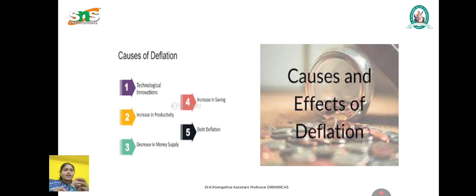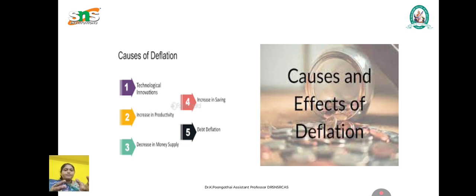So these are the consequences. Now the causes of deflation. The first is technological innovation, which leads to deflation. The next is an increase in production: if there is overproduction, it leads to deflation. Next, a decrease in money supply. If the money supply in an economy is low, business, goods and services, and the purchasing power of consumers are all affected, and this leads to deflation. The next is increased saving. People are only saving and not spending their money, which also causes deflation. The next is debt deflation, where debts have to be repaid and spending comes down, so deflation results.